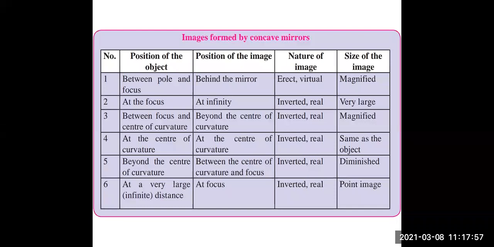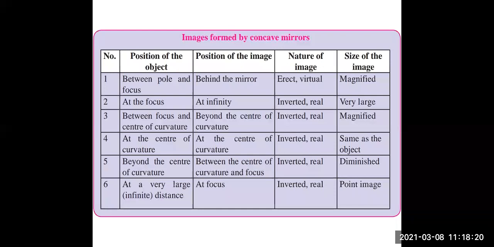When the object is placed at the focus, the position of the image is at infinity. If it is at infinity, you can't find the image of the object. Nature of the image is inverted, real. Size of the image is very large.